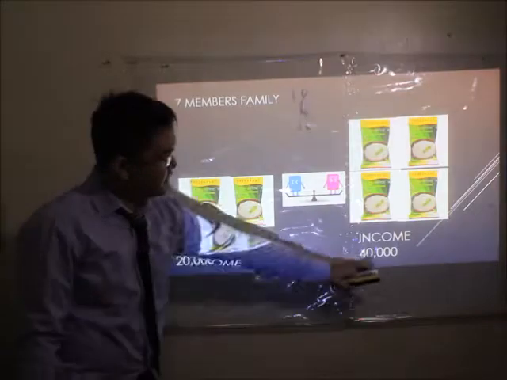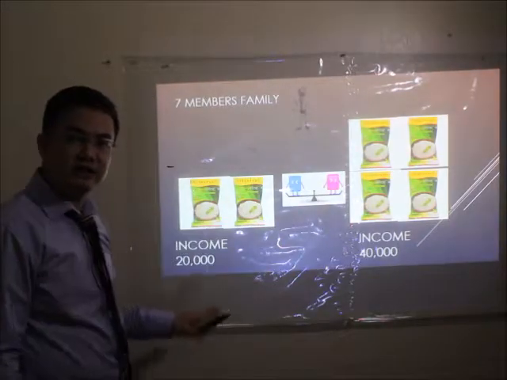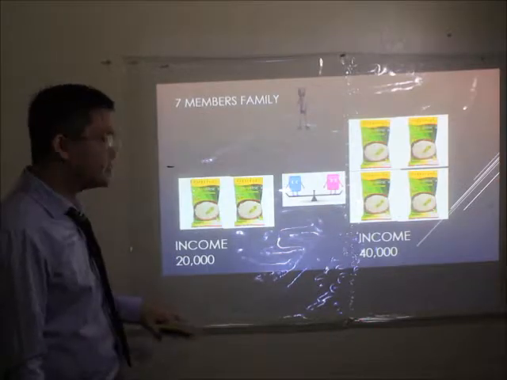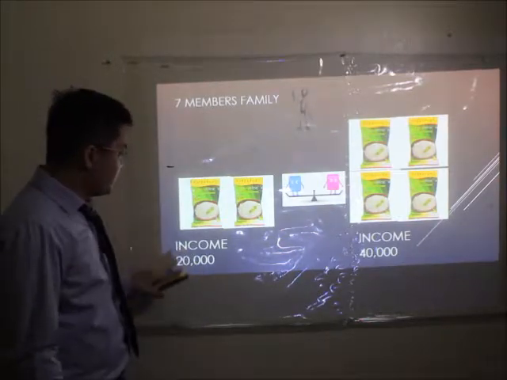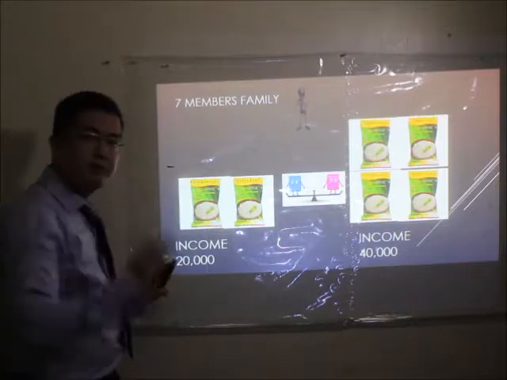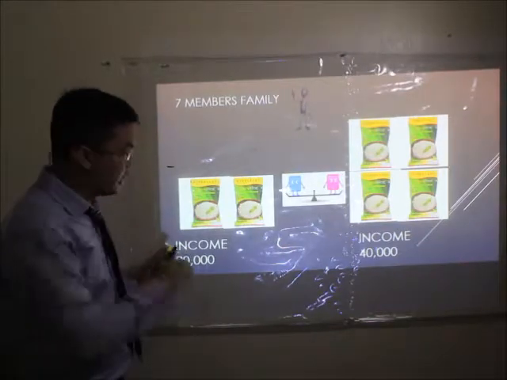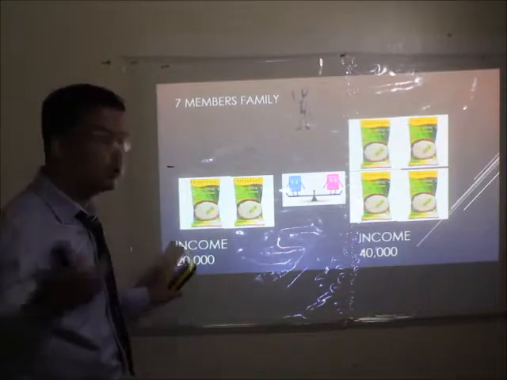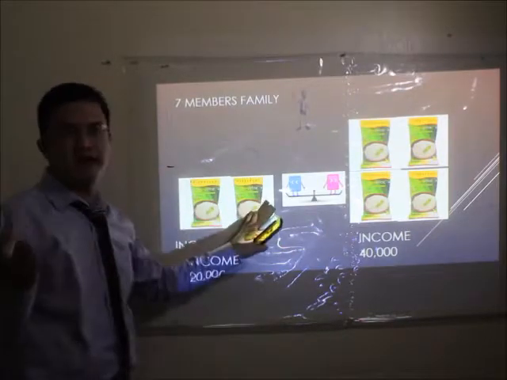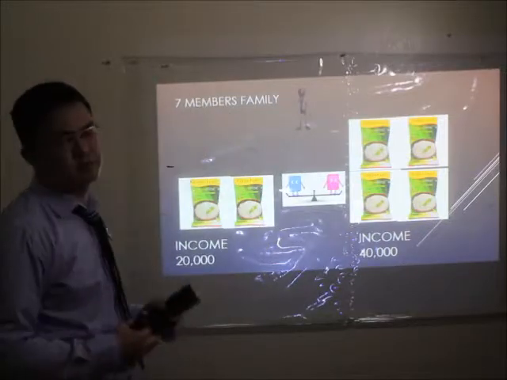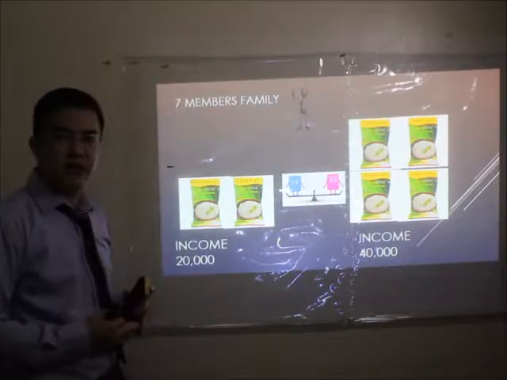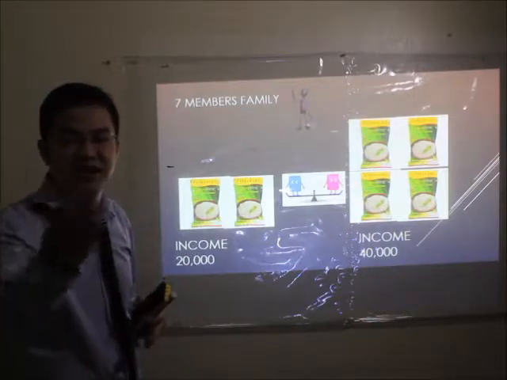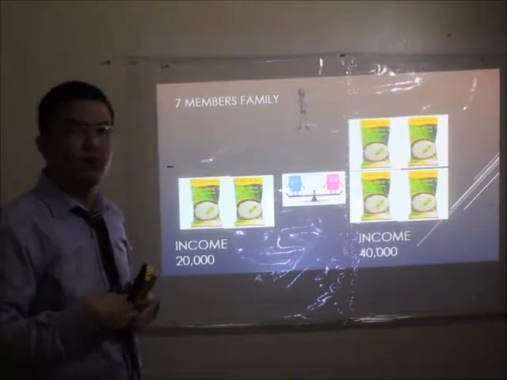The first activity for today is, let's have this analysis. That's a picture analysis. We have the 7-member family. Logically, if you have 20,000 pesos income per month, according to this presentation, you can afford to buy or purchase 2 sacks of rice for a 7-member family. Now, for 20,000, what if you are being promoted? Your salary increases or your income increases, what will happen?